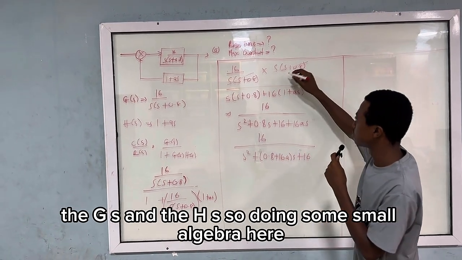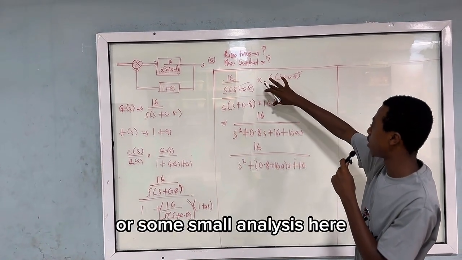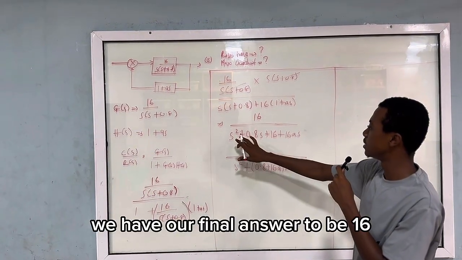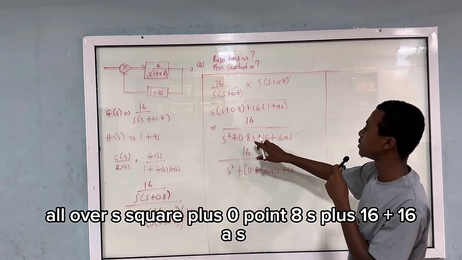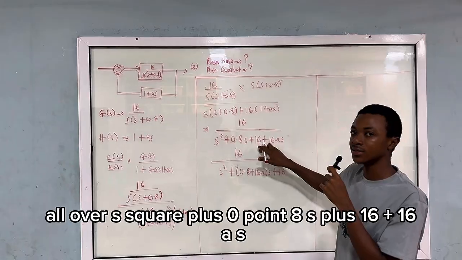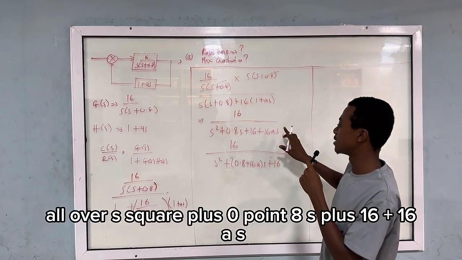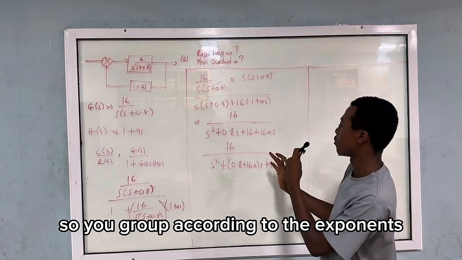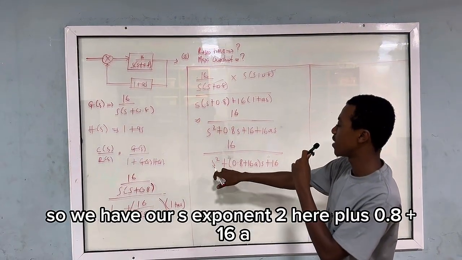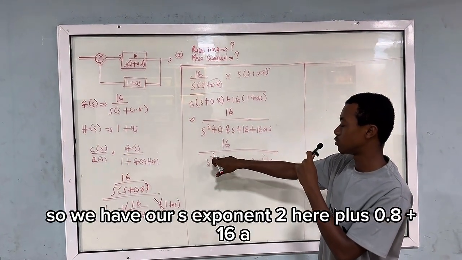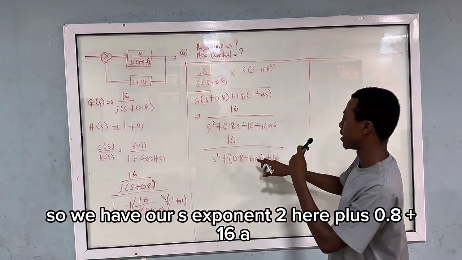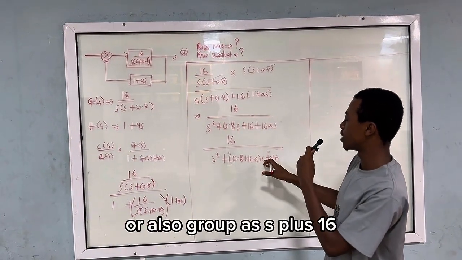So doing some small algebra here, we have our final answer to be 16 over s² + 0.8s + 16 + 16As. So you group like terms. So you group according to the exponent. So we have our s exponent 2 here plus (0.8 + 16A)s, plus 16.